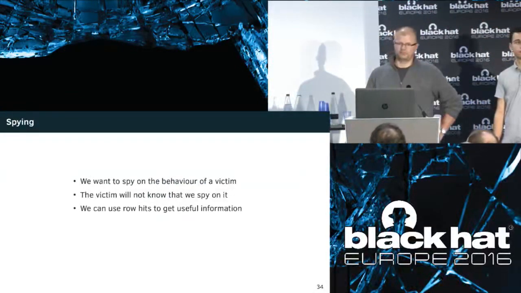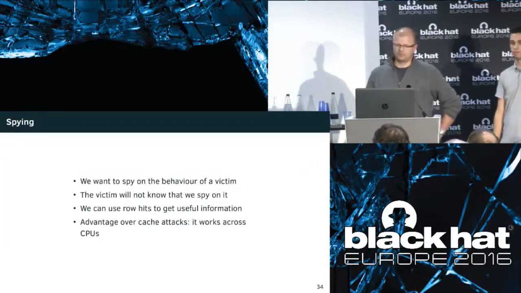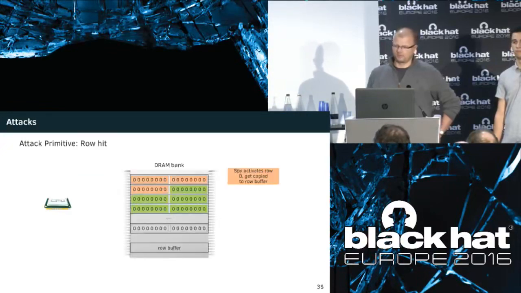We can use row hits to get useful information about this. This is very much like cache attacks. Maybe some of you went to the talk earlier by Clementine Maurice and Moritz Lipp about Armageddon, cache attacks on ARM computers. It works pretty much the same way, but it has an advantage over normal cache attacks on x86. This is that DRAM is shared between CPUs on multi-CPU systems. So it's really shared across the board, meaning it works across CPUs as well.